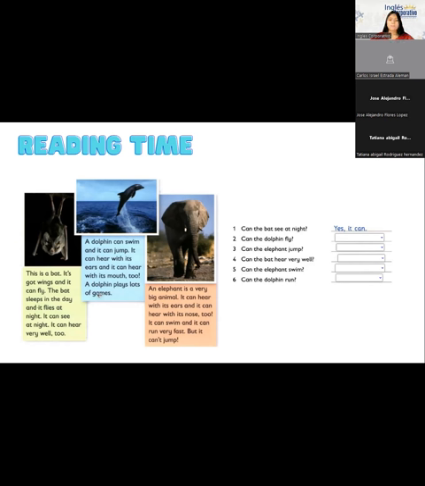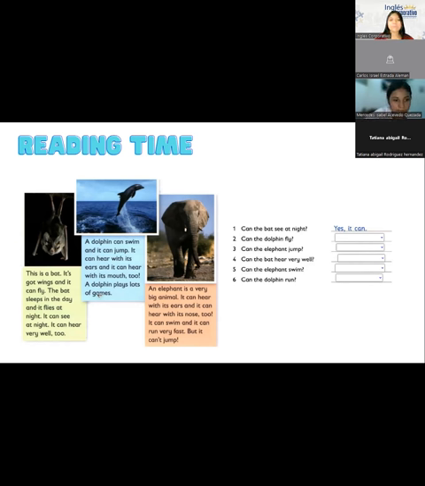This is a bat. It's got wings and it can fly. The bat sleeps in the day and it flies at night. It can see at night. It can hear very well too. A dolphin can swim and it can jump. It can hear with its ears and it can hear with its mouth too. A dolphin plays lots of games.